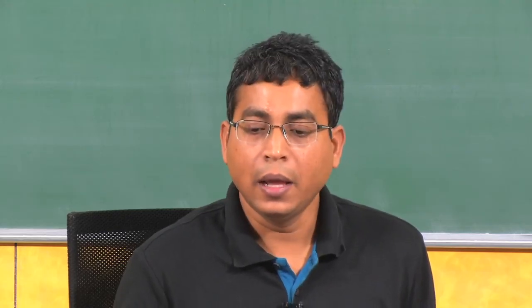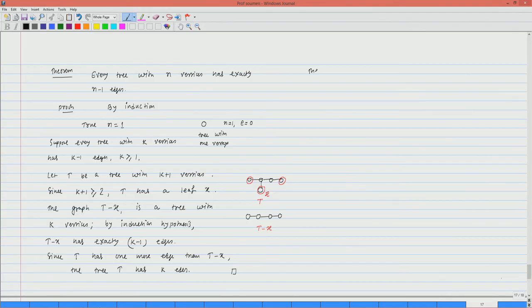We will talk about another theorem. In a forest with v vertices and k components, the number of edges is v minus k. Okay. So, you understood what is a forest, right.